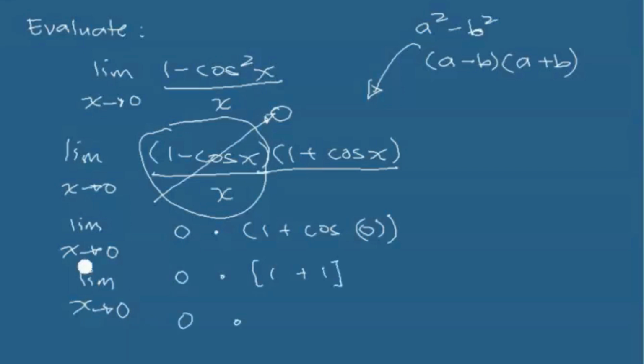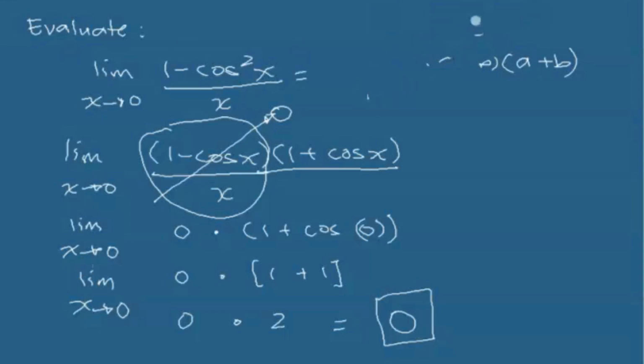So 0 times 2 is equal to 0. So the answer here, the limit of 1 minus cosine squared x over x as x approaches 0, is equal to 0.